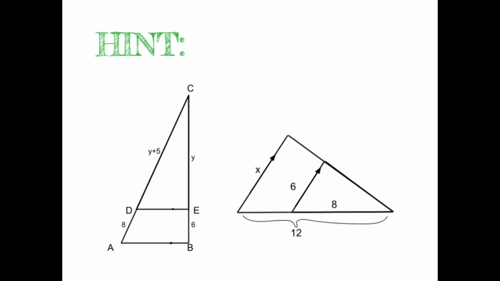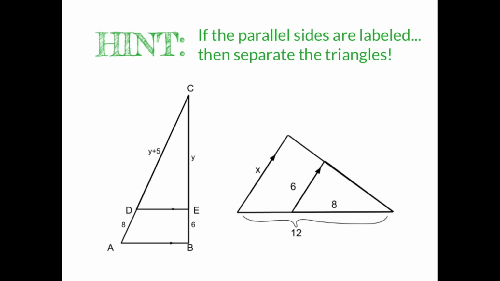Maybe you've made a connection through telling the difference in the look of a problem if you are supposed to use the small triangle to the large triangle ratio or the segment to the segment ratio. And the hint is that if the parallel sides are labeled, then separate the triangle. So we've already done these examples. I'm just pulling from them again.